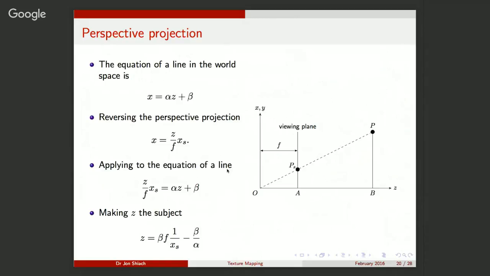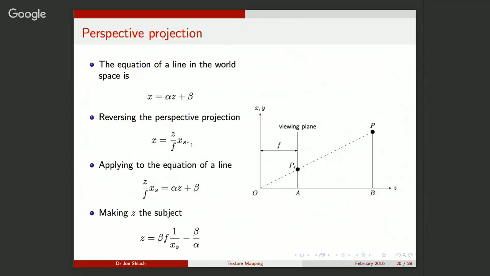So I've got an equation in an XZ space. Remember Z is pointed away from you, and X is, in this case, the vertical axis. If I replace X with our perspective projection in terms of XS, and then rearrange to make Z the subject, what I've done there is say, okay, that's my equation in the world space. That's a line in the world space.